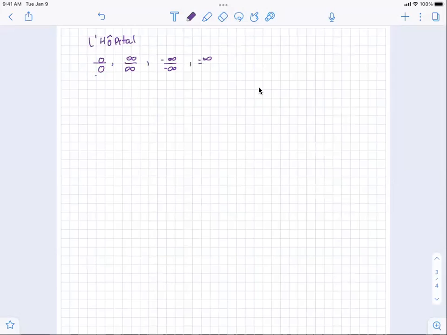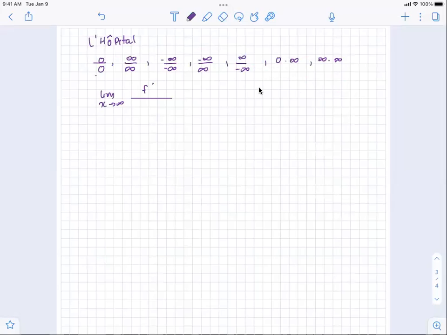positive infinity over negative infinity, or negative infinity over positive infinity, or you have 0 times infinity, or infinity times infinity, right? So these forms are indeterminate forms. Once you have a form like this, you will want to use L'Hopital's rule, where you take the limit as x approaches a of the derivative of the top and the derivative of the bottom.